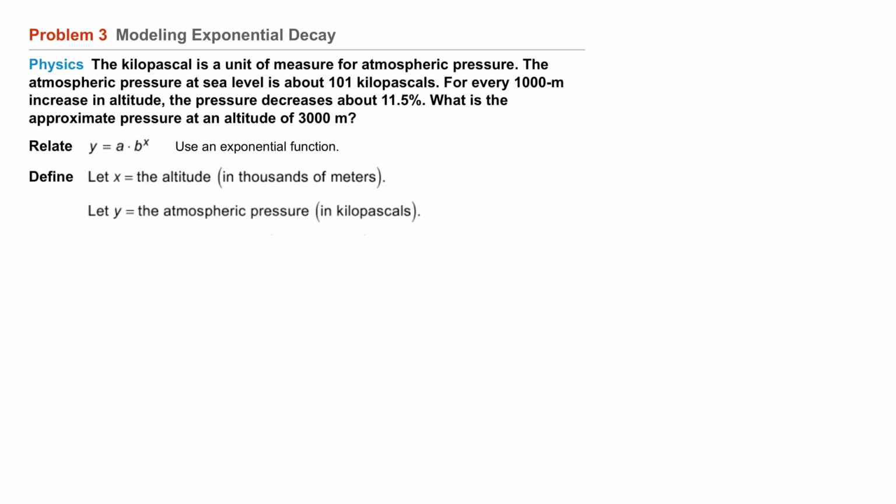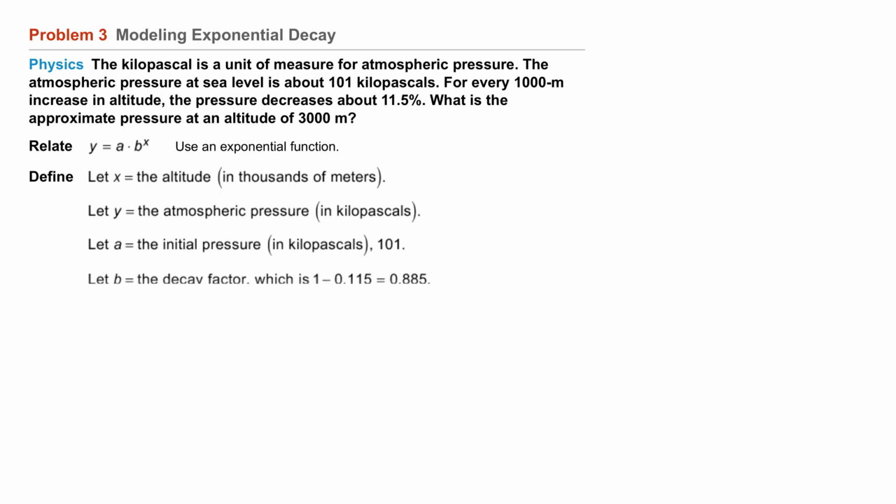Well, we'll use the exponential function, general form, y equals a times b to the x power. We'll define our variables. We'll let x equal the altitude in thousands of meters, y the atmospheric pressure in kilopascals, a the initial pressure in kilopascals, 101, and b the decay factor, which is 1 minus 0.115, and that's 0.885. Substituting into our formula, we have the equation y equals 101 times 0.885 raised to the x power.